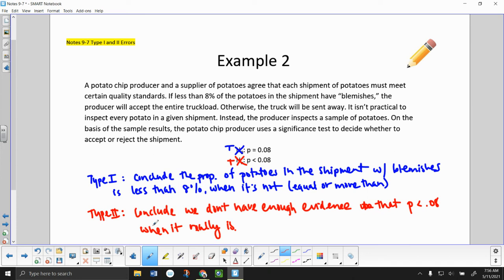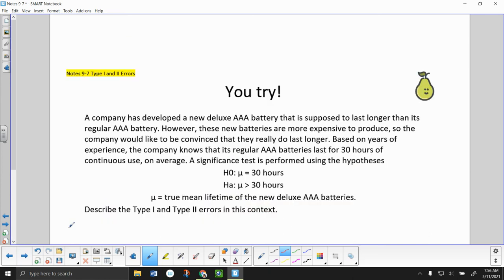And then a consequence of the type 2 error is if we're concluding that we don't have enough evidence that there's less than 8%, and we send the potatoes away because it's not a good batch, because remember, a good batch has to have less than 8%, then we lose out on supplies to make potato chips. So we could, in the long run, lose money. So there are consequences to type 1 and type 2 errors.